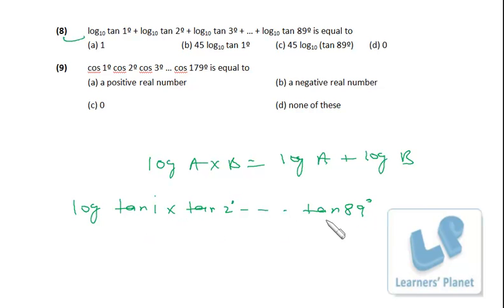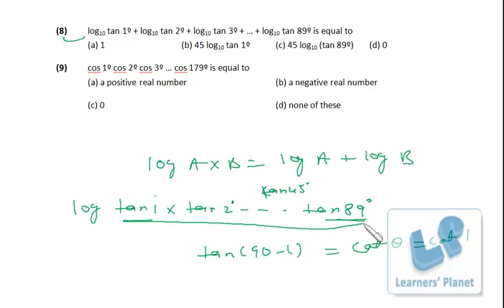Now tan 89 degree is what? Tan 90 minus 1. Now tan 90 minus theta is nothing but cot theta. So here it will be cot 1, right? Now tan and cot, they are reciprocal of each other. So tan 1 cot 1, it is 1. Tan 2 cot 2, right? Tan 88 will be cot 2. So tan 2 cot 2, that is again 1. Tan 3 cot 3, again 1. And only we are left with tan 45 degree, which does not have any complementary angle. So tan 45 is already 1.